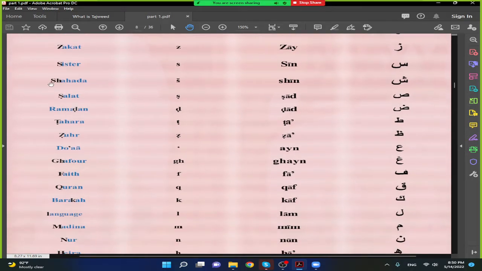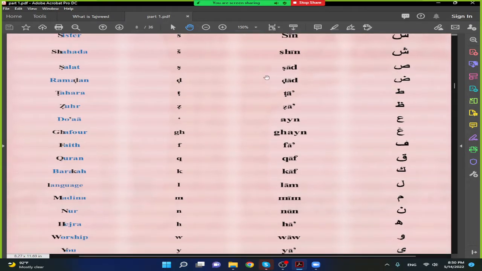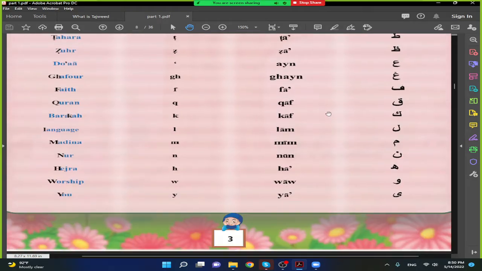Shahada. See, it's starting with SH. For the Sheen, don't say S, we will say SH, not only S, okay? Sod starts with S, like in the word Salat. So three letters start with S. Remember, Sa, Sin, and Sod, okay?